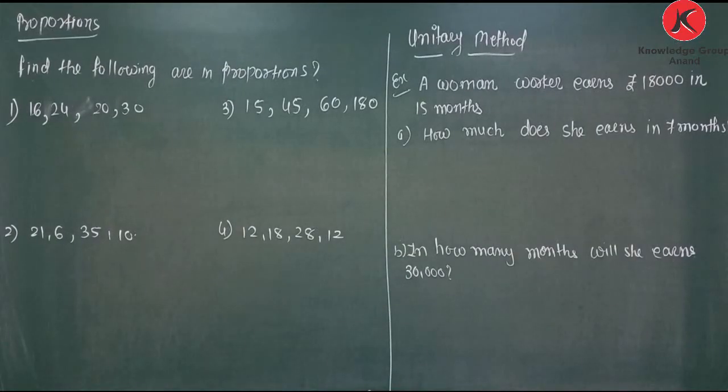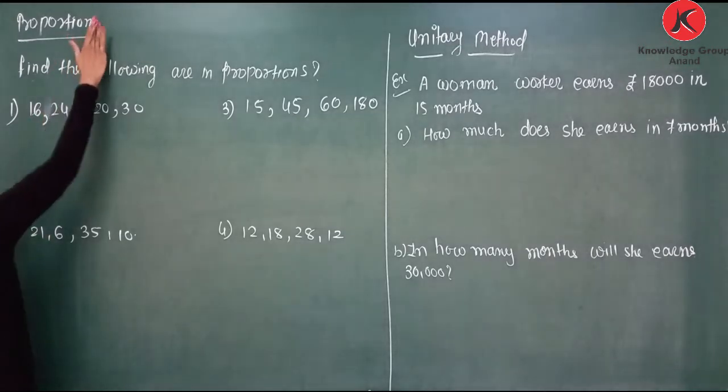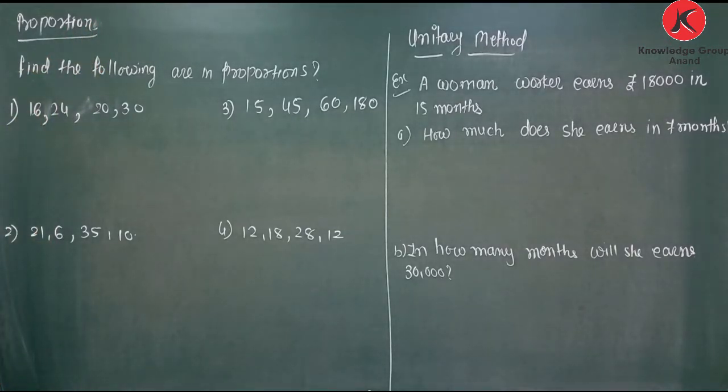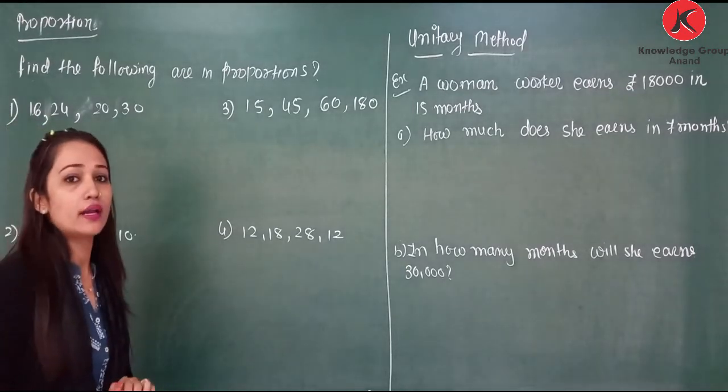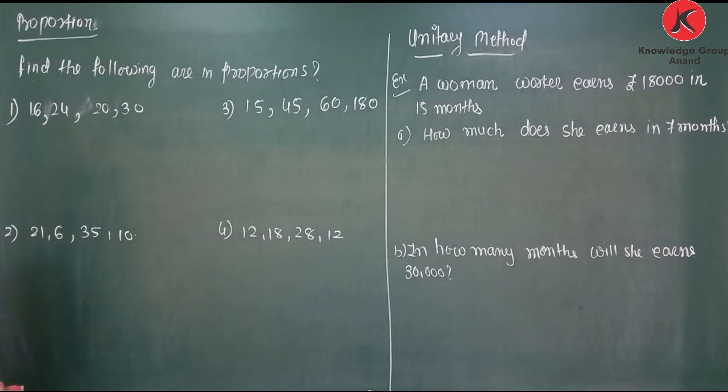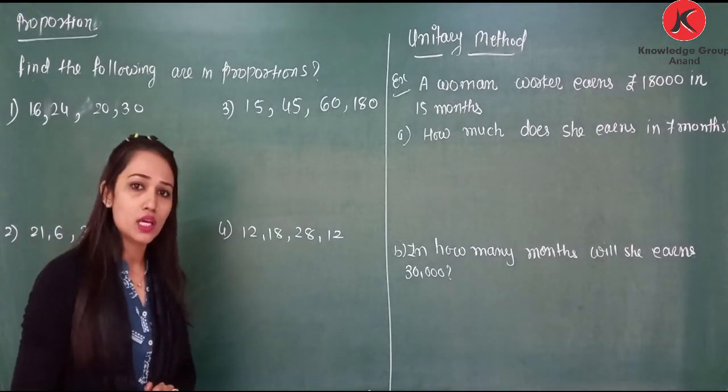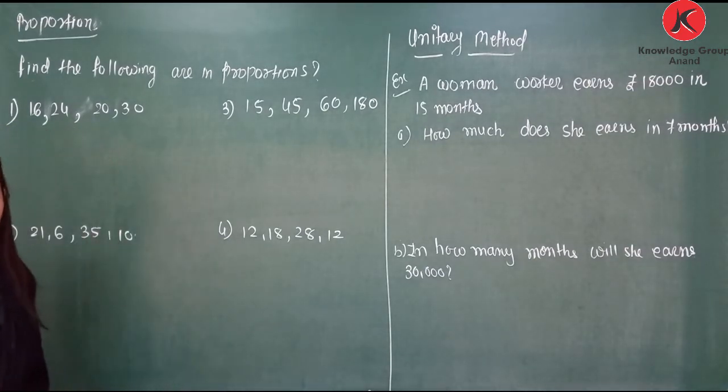After ratio, we learn about the proportion. Now what is proportion? Proportion means if we have taken 4 quantities and the ratio of the first 2 and the ratio of the last 2 are equal, then those 4 quantities are said to be in proportion. So the definition of proportion is: if 2 ratios are equal, then they are in proportion.